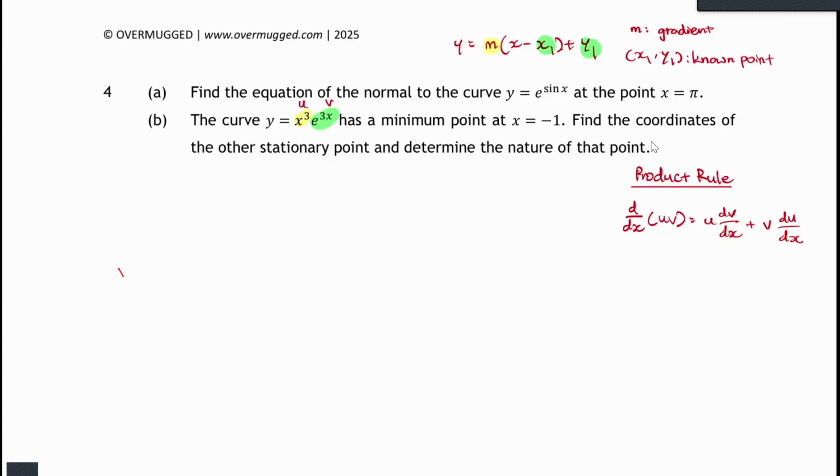Here they give you a minimum point at x equals to -1. So when I solve for the two different coordinates of stationary points, the x equals to -1 I reject, don't even need to prove the nature, because the question already says. So I just only prove for the other one that I found.